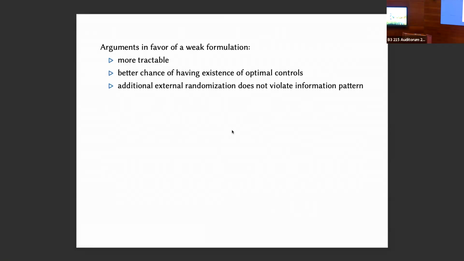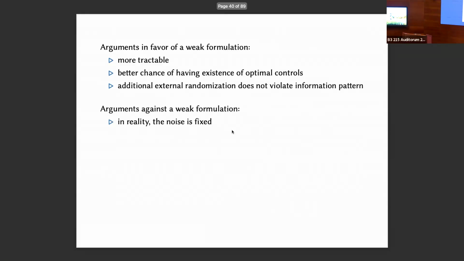And that does not violate what we want, namely just not being able to see lambda and the Brownian motion directly. So external information is not a bad thing. It doesn't violate what we are trying to do. So that's why you may want to do the weak formulation. That's the case for it.